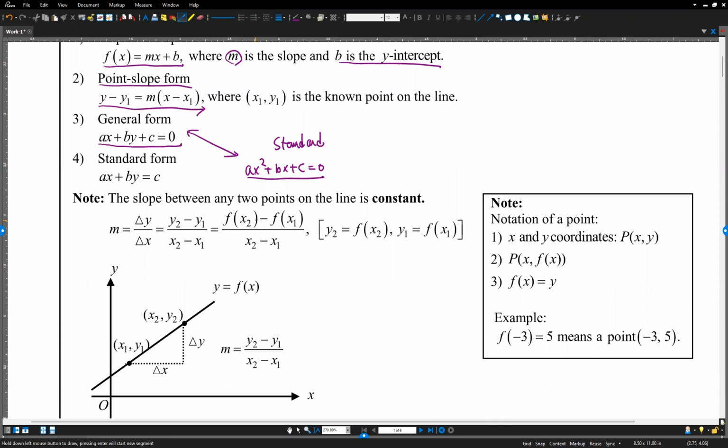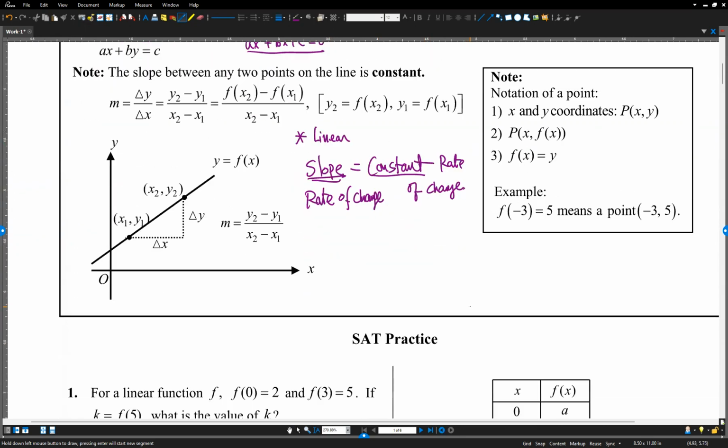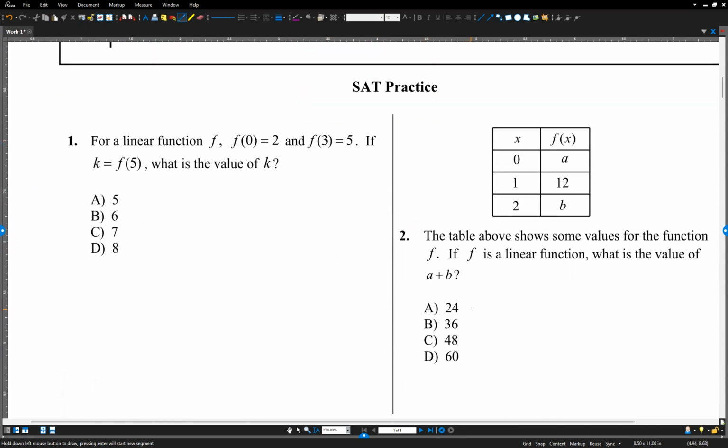Always, when you have a linear, think about the slope. Slope is a constant. Always think about the slope. This is the rate of change. So in linear, we have a constant rate of change. Constant rate of change, that's the slope in linear. We're gonna have some practice over here.